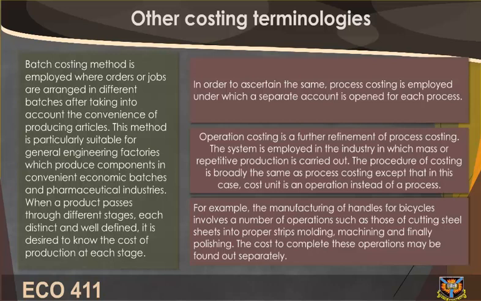Operation costing is a further refinement of process costing. The system is employed in the industry in which mass or repetitive production is carried out. The procedure of costing is broadly the same as process costing, except that in this case, the cost unit is an operation instead of a process. For example, the manufacturing of handles for bicycles involves a number of operations such as cutting steel sheets into proper strips, molding, machining, and finally polishing. The cost to complete these operations may be found out separately.